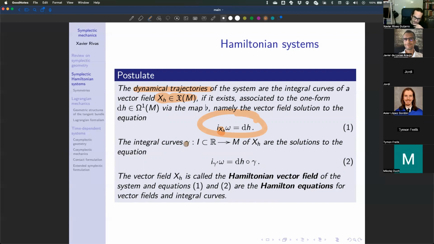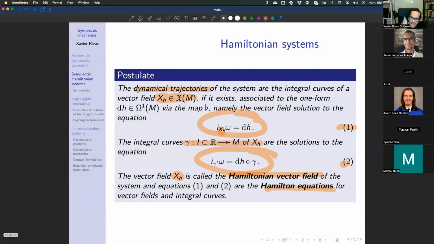And the integral curves of this vector field, of course, are the solutions to this equation, which is just the same equation as before, but in this case for integral curves. So this vector field will be called the Hamiltonian vector field. And these equations 1 and 2 are Hamilton's equations for vector fields and for integral curves.